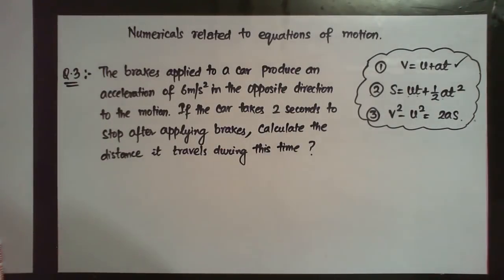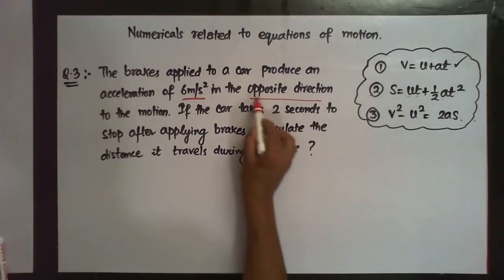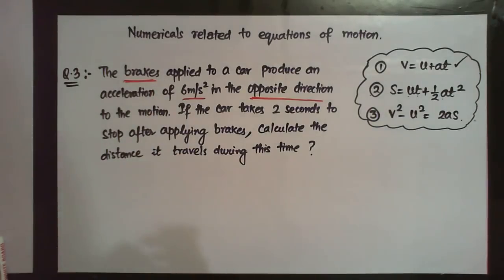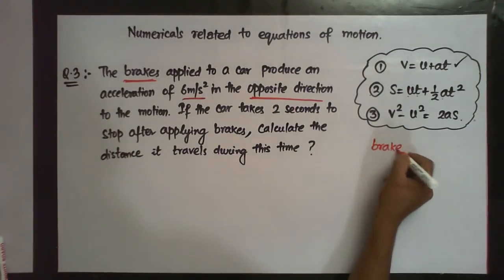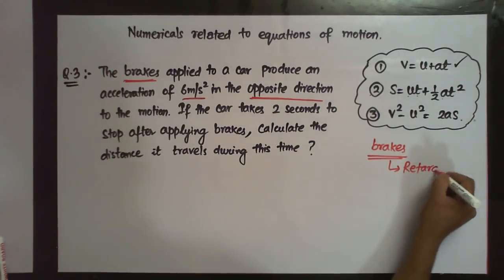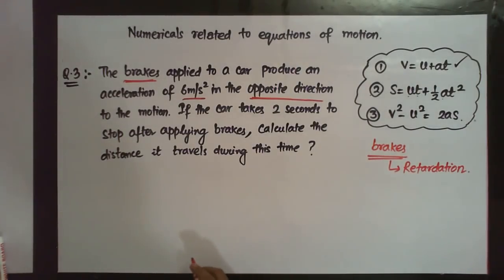Let us see question number 3. The brakes are applied to a car and the acceleration produced is 6 meter per second square in the opposite direction. Now if you see this question, if you apply brakes to the car, it is always going to produce a retardation, not acceleration. Acceleration is always in the opposite direction.